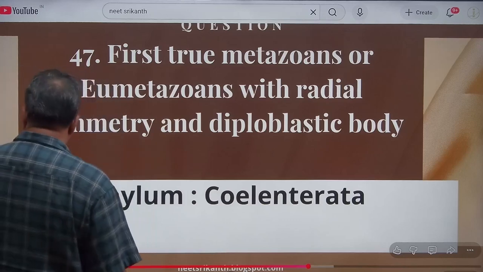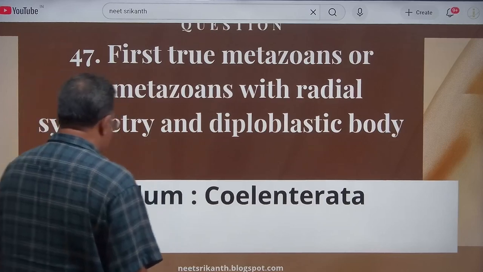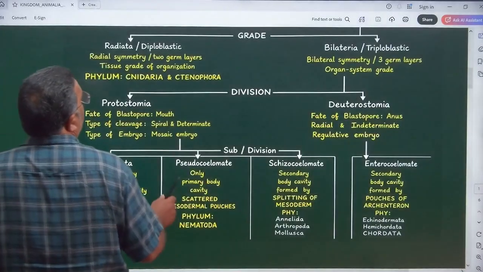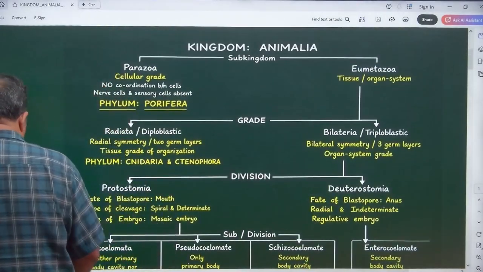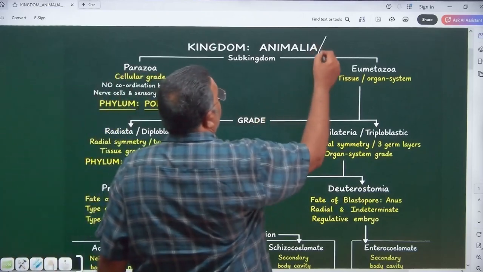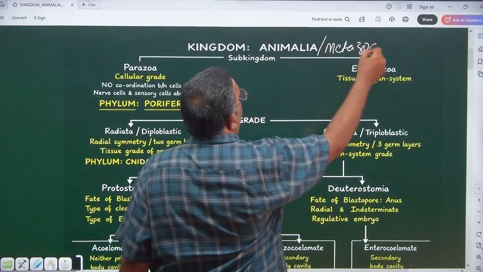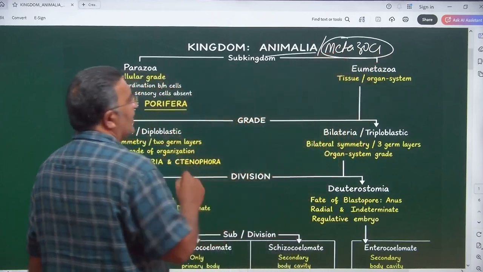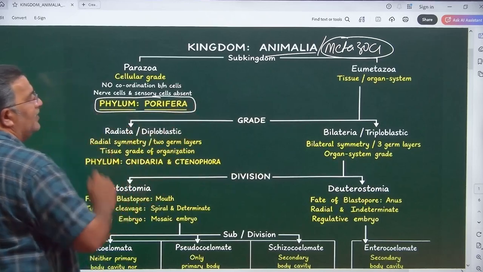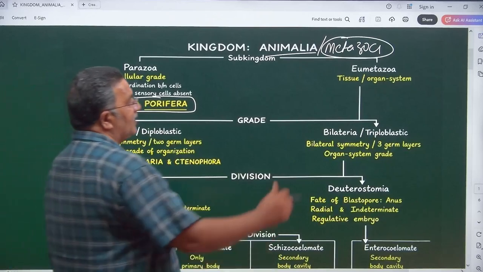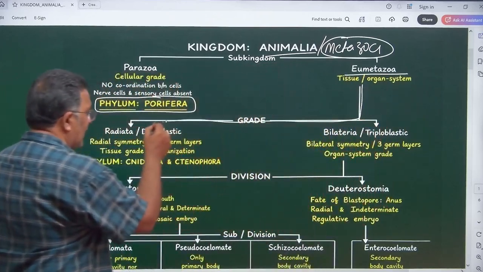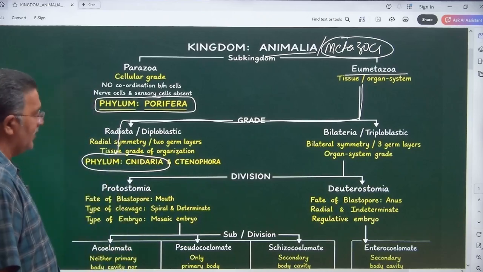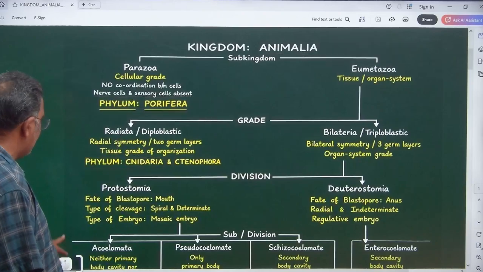First type of questions came. Let us first learn what the first types of questions are. In the kingdom Animalia, we have another name: kingdom Animalia is also called Metazoa. If I ask you, what is the first metazoan phylum? Phylum Porifera, isn't it? Who is the first eumetazoan phylum? Follow the arrow mark, here it is. Phylum Cnidaria or Coelenterata, the first eumetazoan phylum. All first type questions will come here.